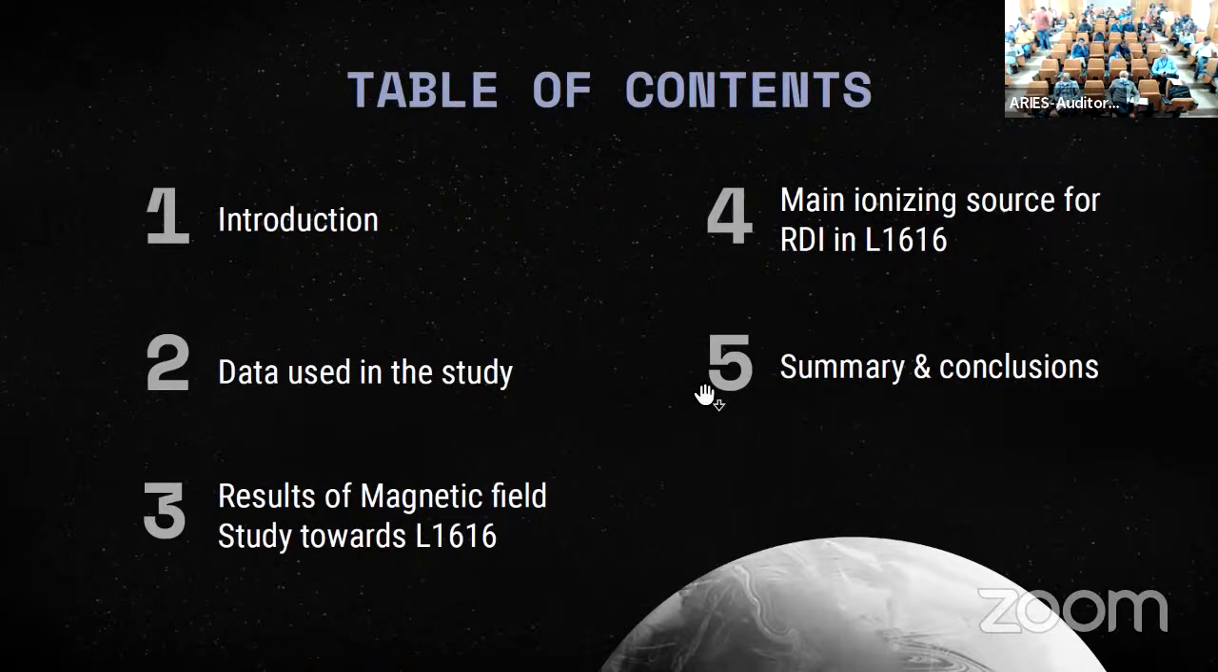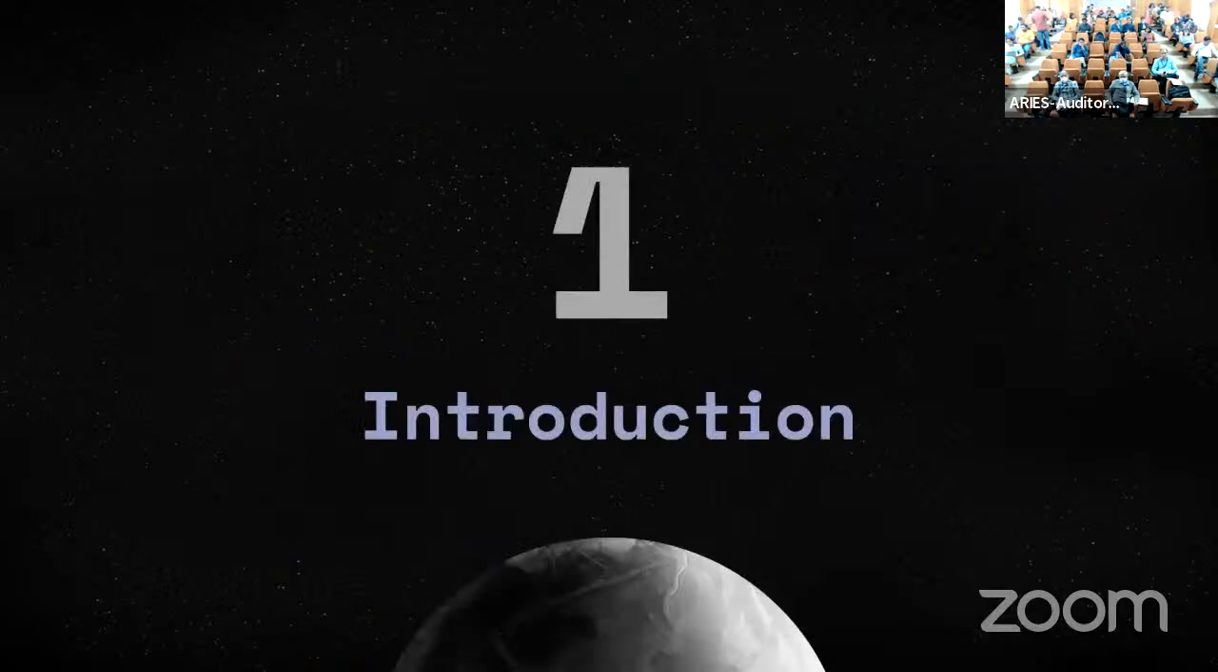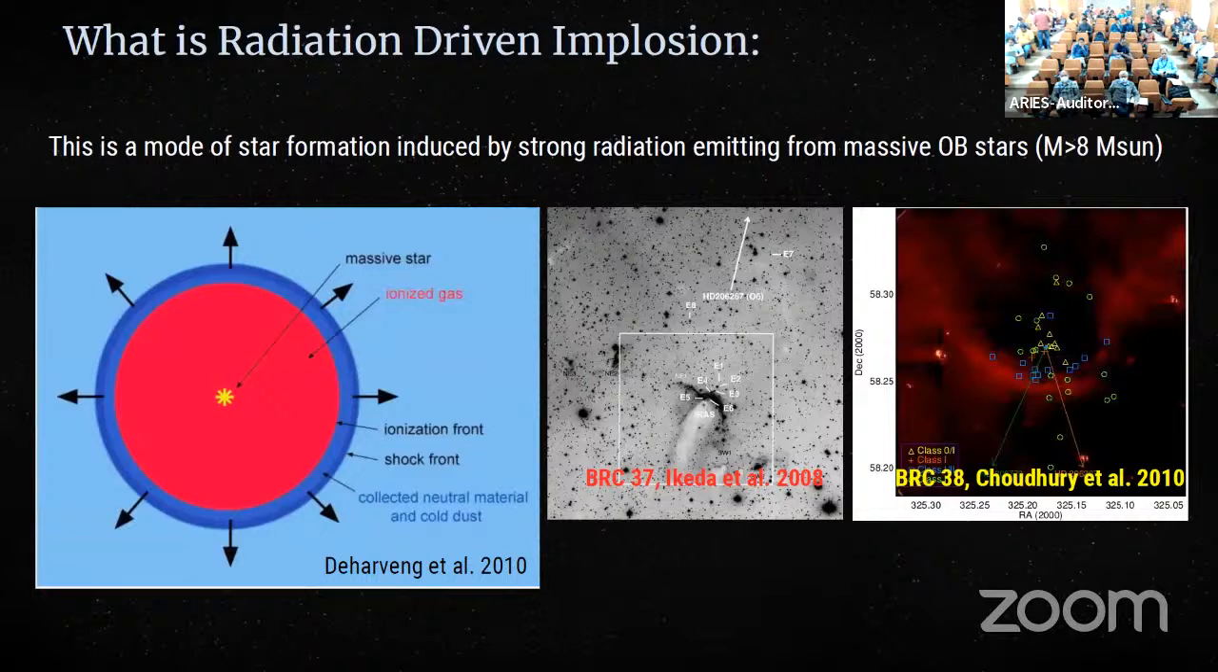When I say radiation-driven implosion in L1616, the first question that will strike our mind is, what is radiation-driven implosion? This is a mode of star formation which is induced by the strong radiation emitted from massive OB stars, with mass greater than 8 to 10 solar mass. The strong radiation and stellar wind from these massive stars can either disrupt the surrounding molecular clouds and hinder star formation, or in contrast, they can also induce star formation in the molecular clouds, and thus help in triggered star formation.